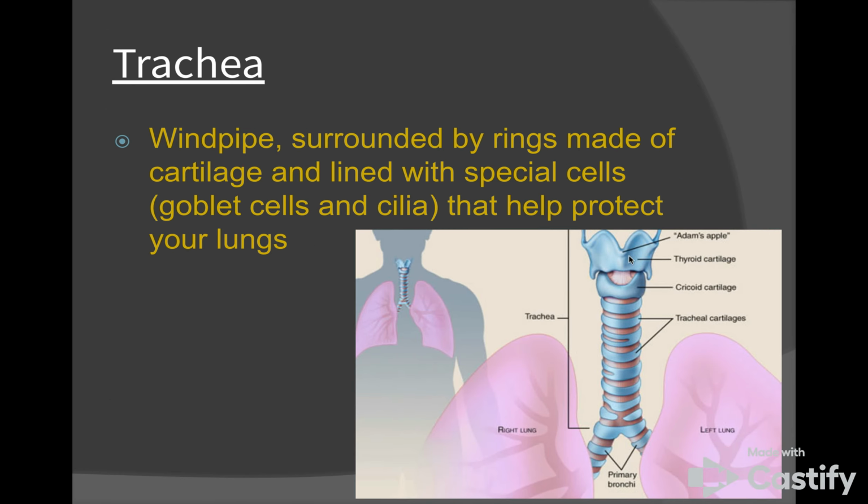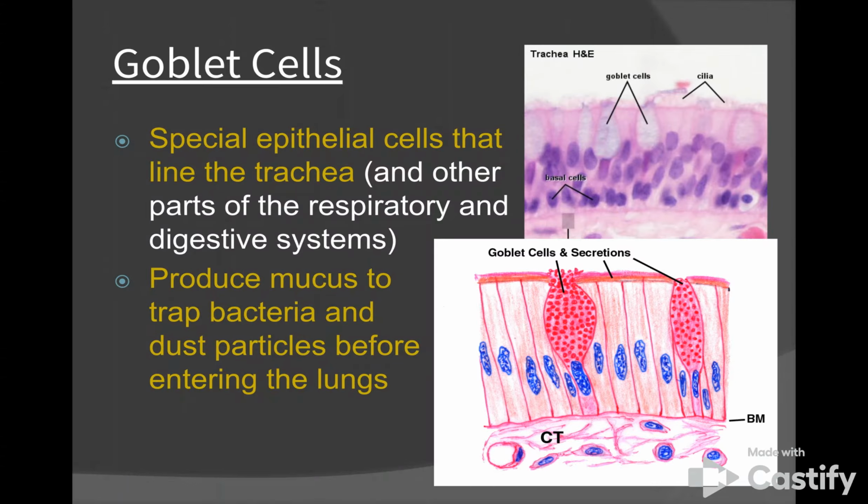Your trachea is another word for your windpipe. It's surrounded by rings of cartilage. So these blue rings are cartilage. Cartilage is sort of like bone, but it's more flexible, and it holds your trachea open. The trachea is also lined with special cells called goblet cells and cilia that help protect your lungs.